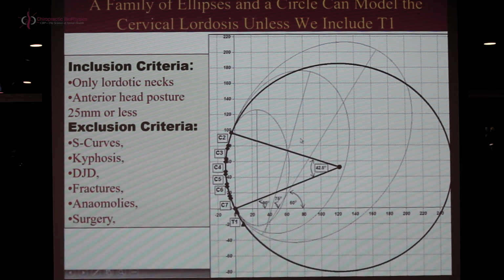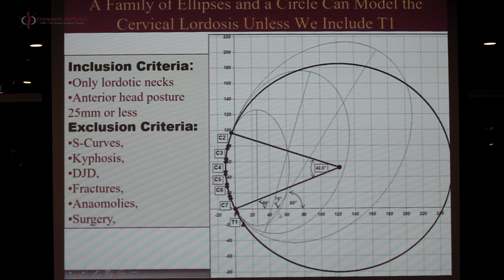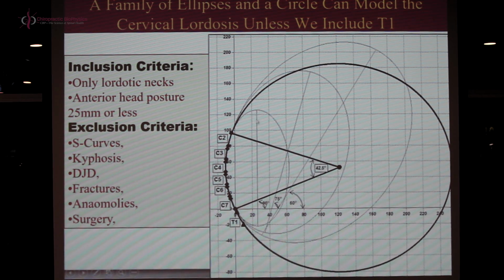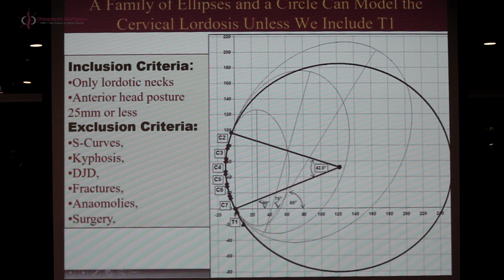Now what we did is we were able to curve fit using what's called a least squares error approximation through this data set, through these points. We are able to fit C2 to C7 of our subjects with different ellipses. So here's an ellipse. Here's the long axis, and then here's the short axis. We call it the semi-major and the semi-minor axis, right? So here's my major axis, here's my minor axis.